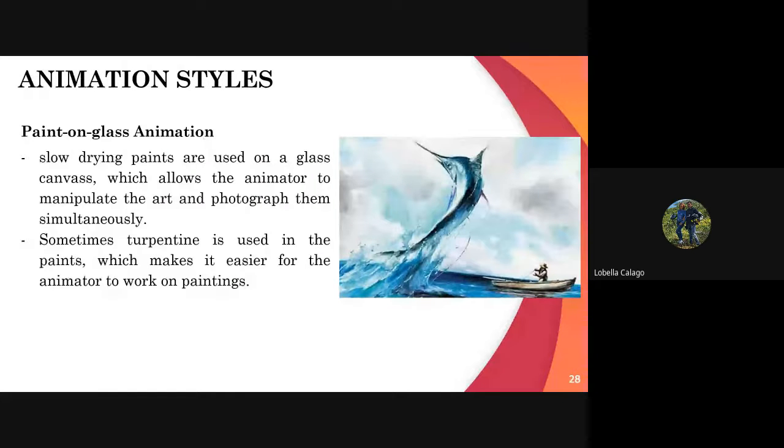Ito naman ay isang paint on glass animation. So, you're going to paint. So, slow drying paints are used on a glass canvas which allows the animator to manipulate the art and photograph them simultaneously. So paint po yung ginagamit, para example yung may isda, then gagawa ka naman ng paint, iba na naman, pumasok na yung isda sa loob ng tubig, mga ganyan.